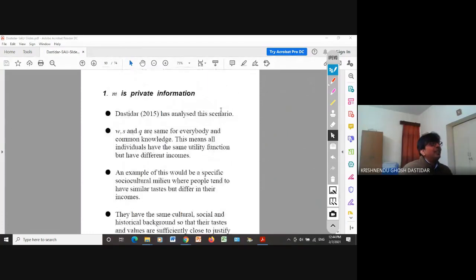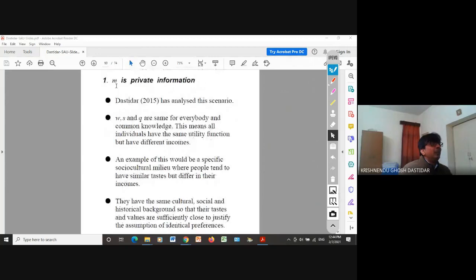What happens when income is private information? Now, in one of my previous papers, I have analyzed this scenario. If incomes are private information, I assume that W, S, and Q are the same for everybody and common knowledge. This means all individuals have the same utility functions but different incomes.